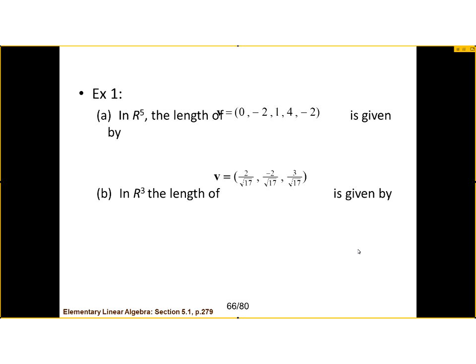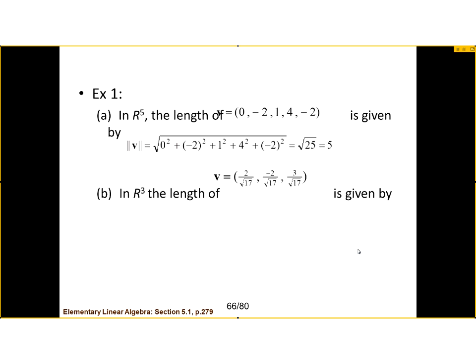In this example, there are two examples. In the first example, in fifth dimension, the vector v is given as 0, minus 2, 1, 4, minus 2. The second is an example in the third dimension. So how can we find the norm, the length of this vector? Norm v is equal to the square root of 0 squared plus minus 2 squared plus 1 squared plus 4 squared plus minus 2 squared. Adding them, we get 25. Taking the square root of 25, we get 5.